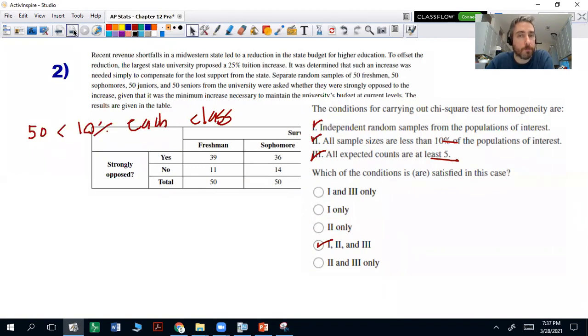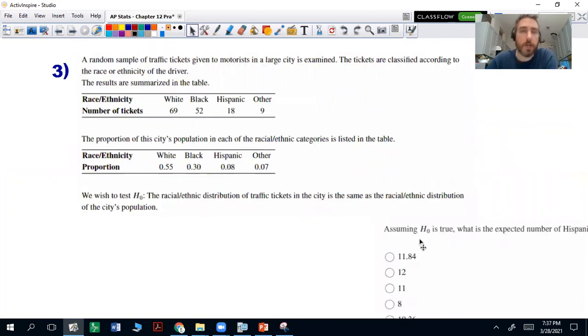Question number 3. All right, here's a different problem. A random sample of traffic tickets given to motorists in a large city is examined. The tickets are classified according to the race or ethnicity of the driver. The results are summarized in the table. We have white, black, Hispanic, or other. And here are your observed counts.